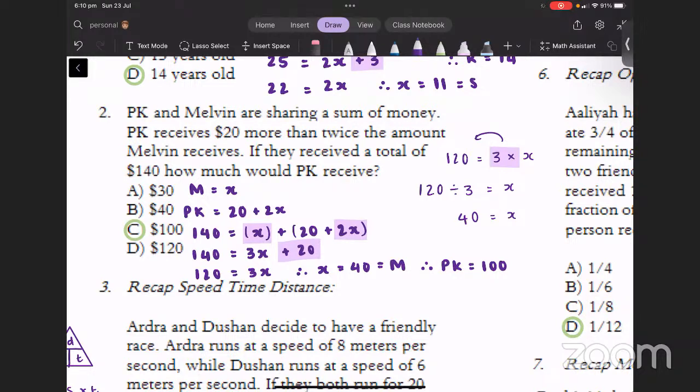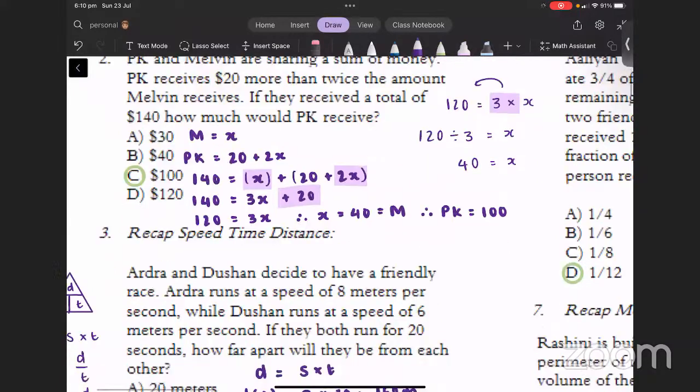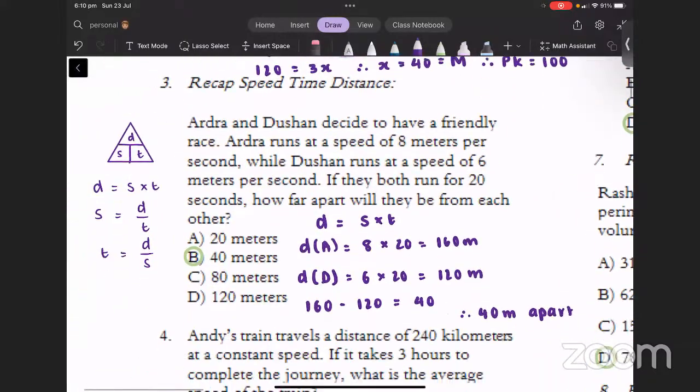So 120 equals 3x, which means 1x is 120 divided by 3, which is 40. So that means Melvin has $40, and PK would have twice that much, which is 80, plus another 20, which gives you $100, giving us an answer of C. Does anyone have any questions about question number 2? No? Okay, awesome.